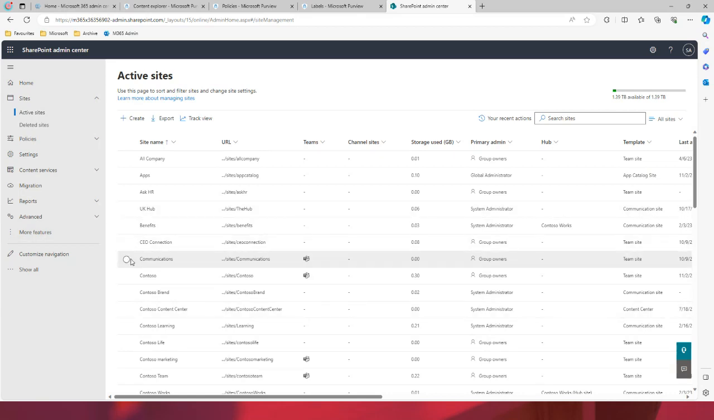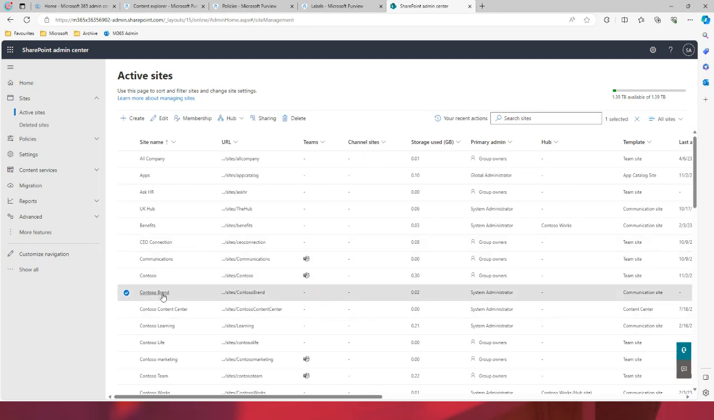Now, let's say there's a particular site that could be sensitive. We want to do some auditing on it. We want to see who has access to it, how sensitive it is. We can actually do that from here. So if we just take a particular site, and we click on that.